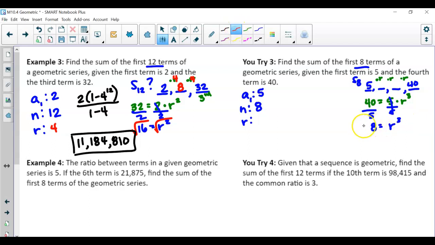So now notice we're going to take the cube root of 8. And the cube root of 8 is 2. So now we can go ahead and find the sum of the first 8 terms. So we have our initial value of 5, times 1 minus 2 to the 8th power, divided by 1 minus 2. And so here, when you solve, you should have gotten that the sum is 1,275.